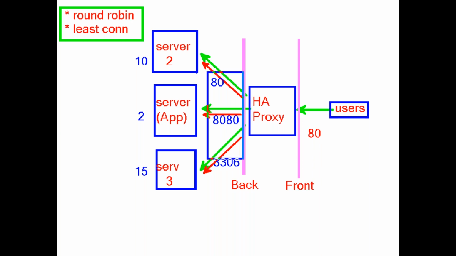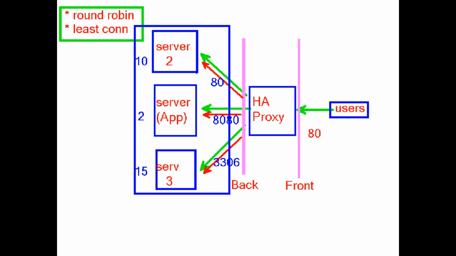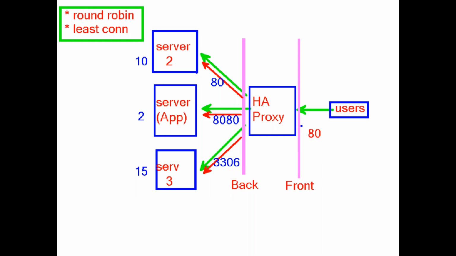The backend ports depend on the backend servers we are using. If I'm using web servers, I get port 80. If I'm using app servers like Tomcat, I have a port like 80. If I'm using database servers like MySQL, what's the MySQL port? 3306. So like this, backend ports depend on your backend servers, and the front end port could be 80. Is it clear? And what are the two different algorithms we are using here? One is round robin, and the next one is least con.